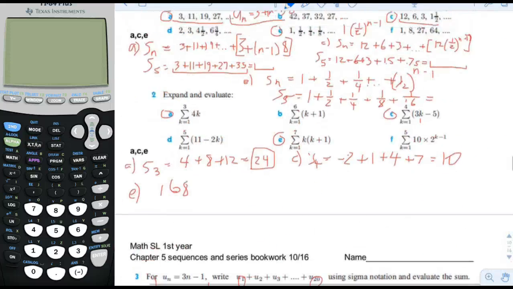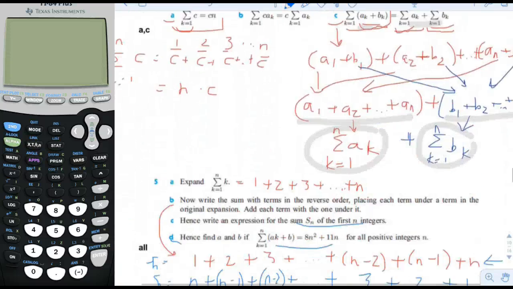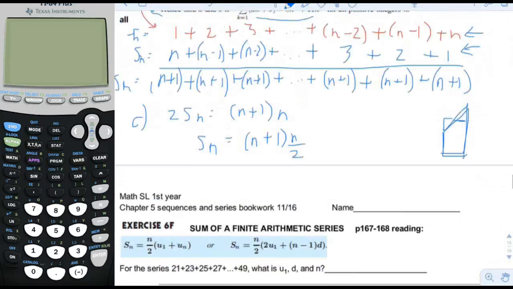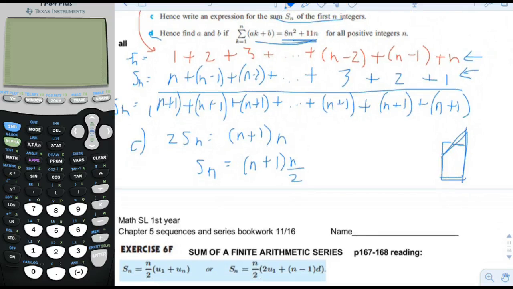We're going to use these tricks to rewrite this part D. They give us what the answer should be, and then they want us to figure out what a and b are. So we're going to start just by trying to manipulate the left side until we get something that looks like the right side. So for example, we have the summation from k equals 1 through n of ak plus b.